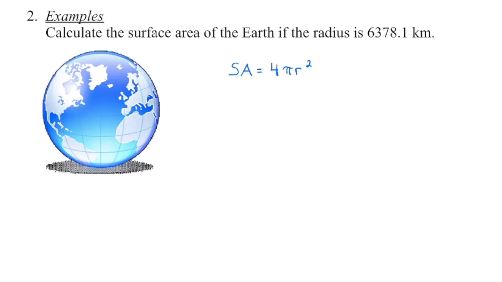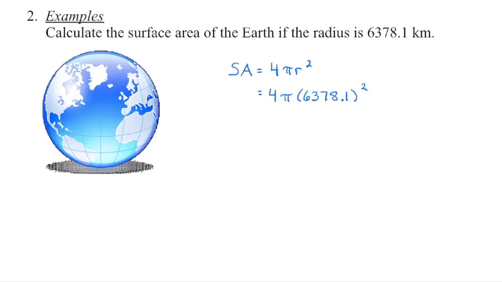Now that we've derived the formulas for surface area, we can begin to use them to calculate the surface area. So in our first example, we have a sphere, and they give us the radius of that sphere. So we're going to begin with the formula for surface area. And we have 4 times pi, which is a constant, times the radius squared. So we're going to take the value of the radius and we're going to substitute it in for r squared.